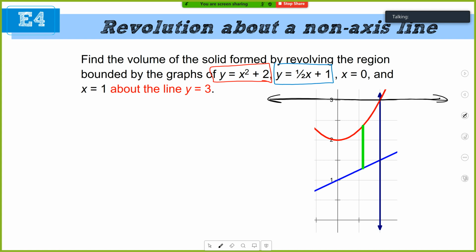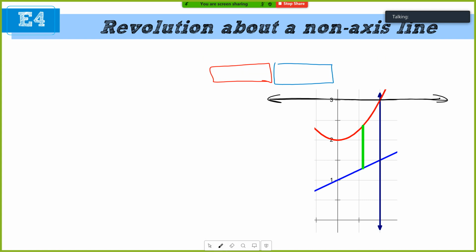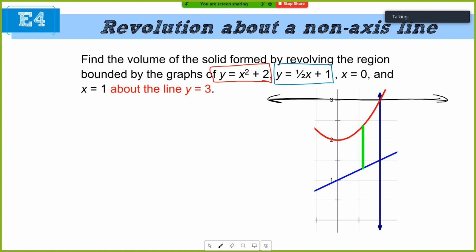Is my representative rectangle touching the axis of revolution, yes or no? By the way, the green is my representative rectangle. No, it's not. And since it's not, that means I'm going to use the washer. So what I've established is that this is going to be a washer. Why isn't my pen working? Getting angry. There we go. All right, washer, which means I need a big R and I need a little r.